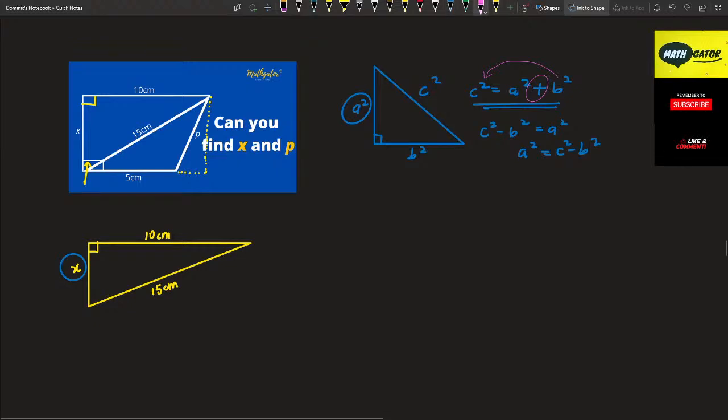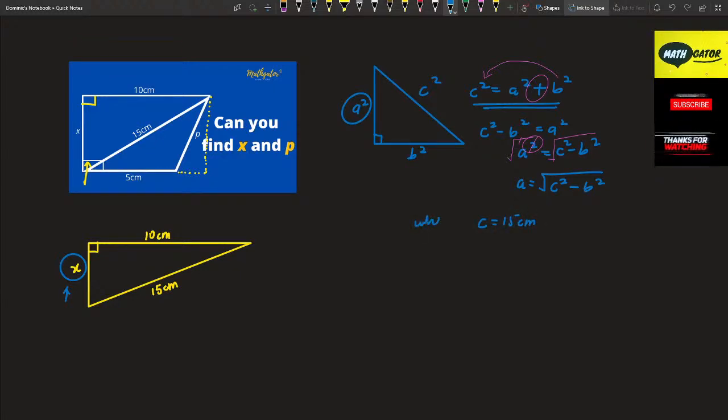Because we want only a, which represents x in the diagram below, we need to get rid of the square. Getting rid of the square means we apply a square root on both sides, and the square root cancels the square. So a equals the root of c squared minus b squared. This is the formula I'm going to use to find the value of x. Now we can establish that c is equal to 15 centimeters.